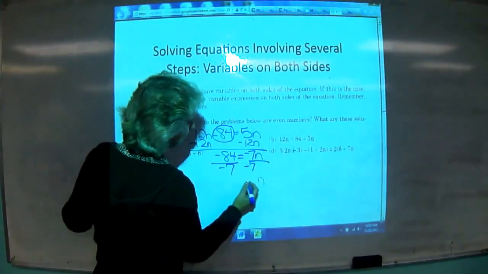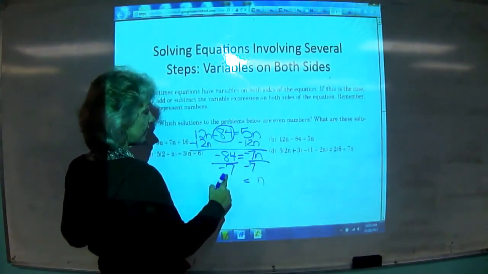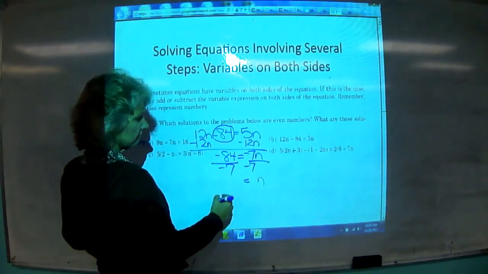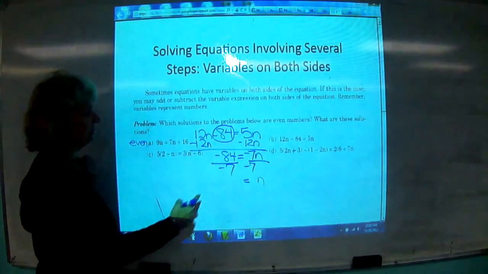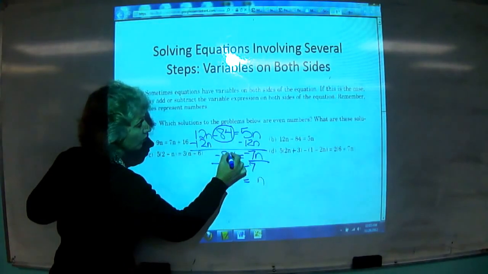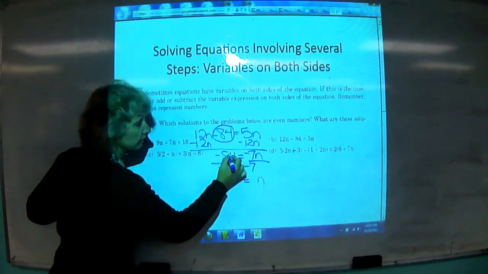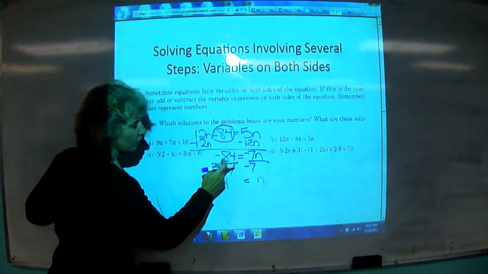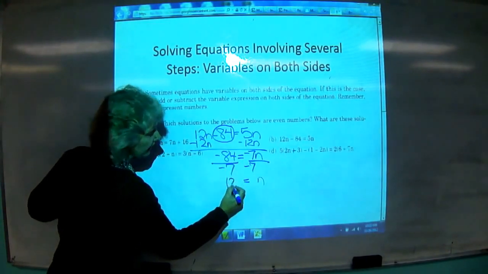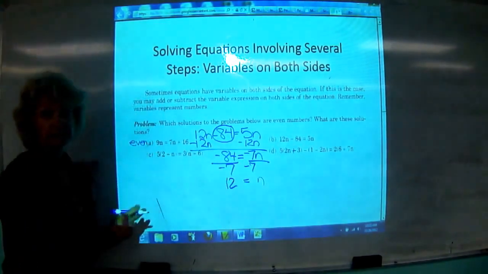So n is equal to how many 7s it is. How many 7s in 84? 1? Well, answer the question. How many 7s in 8? 1, with 1 left over. 7 into 8 is 1 with 1 left over. How many 7s in 14? 2. And a negative divided by a negative is a positive.